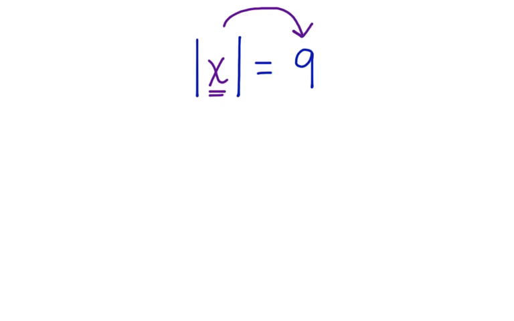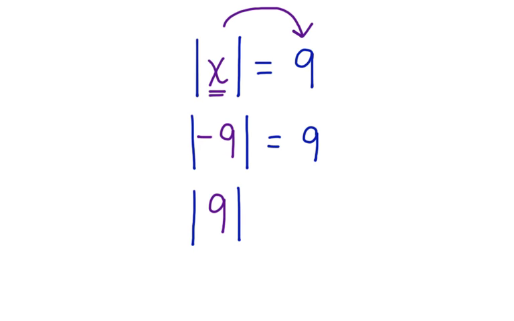Well, the absolute value of negative 9, let's put those absolute value bars around it, is 9, because negative 9 is 9 units from 0. And we can say the absolute value of positive 9 is also 9, because a positive 9 is 9 values from 0. So we can say that when we're working with absolute value problems, there are two possible answers.